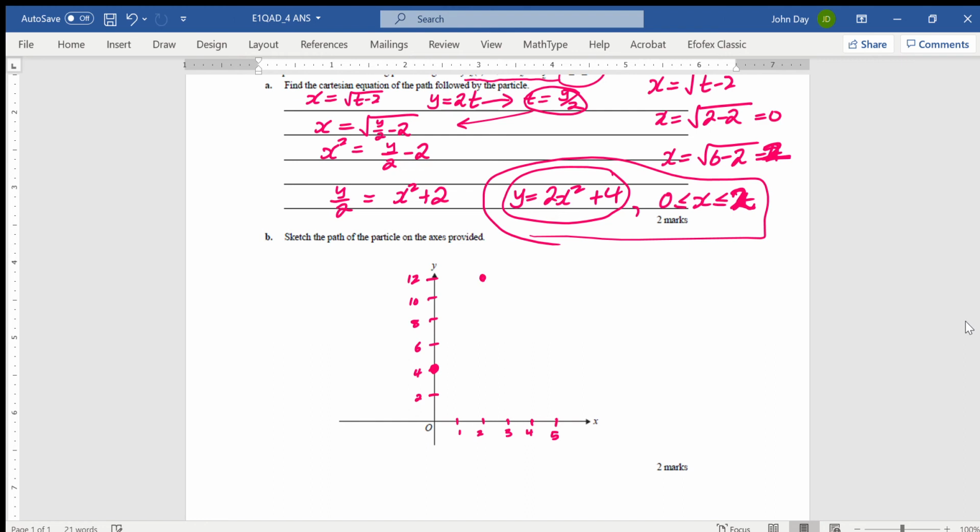And it's a parabola. Like if you put 1 in for x, you'll get 6, right? So it kind of does a parabola shape like that. But it ends, that's the point. It doesn't keep going up.